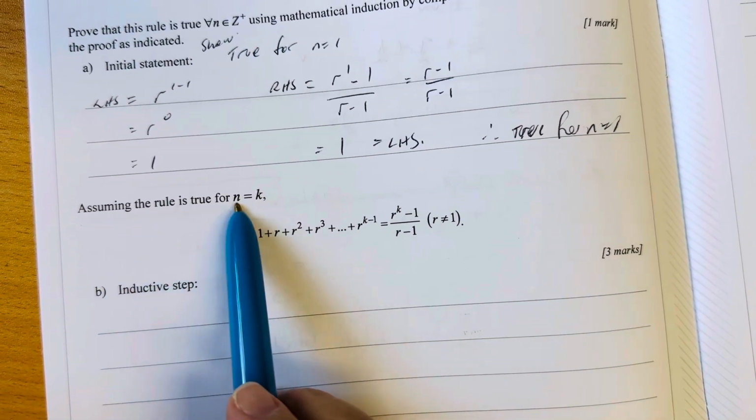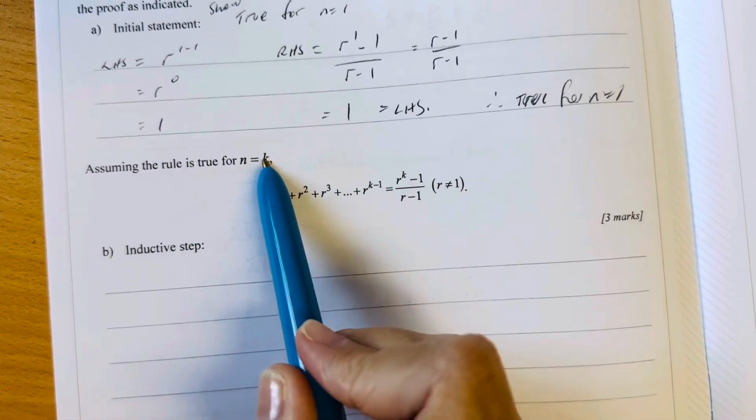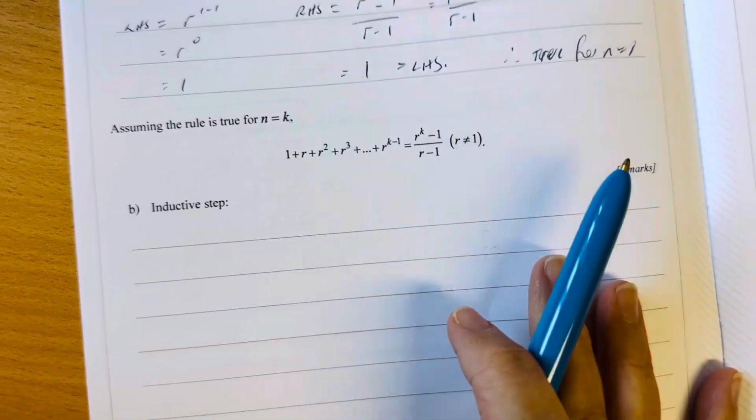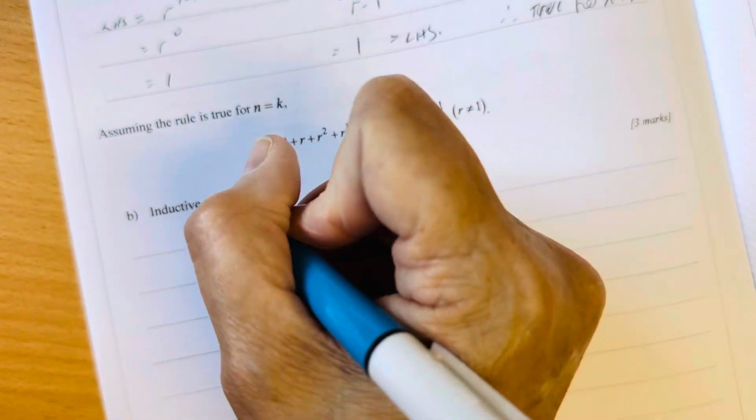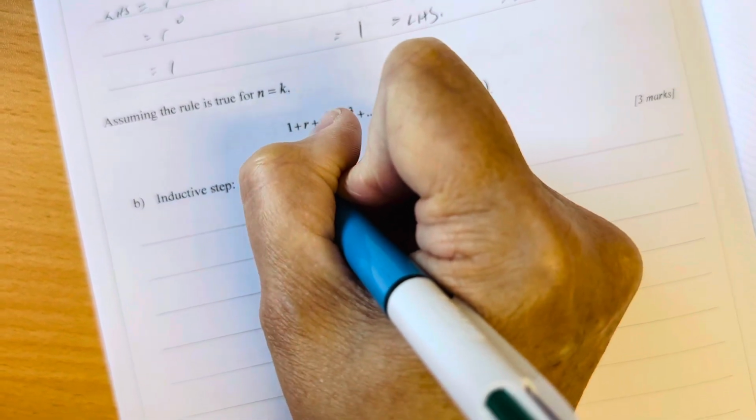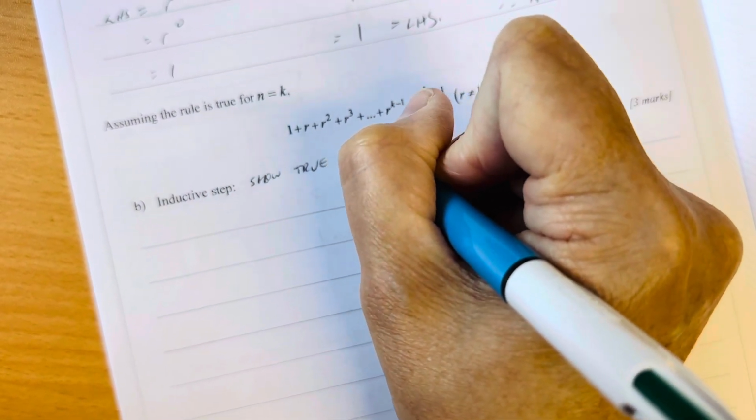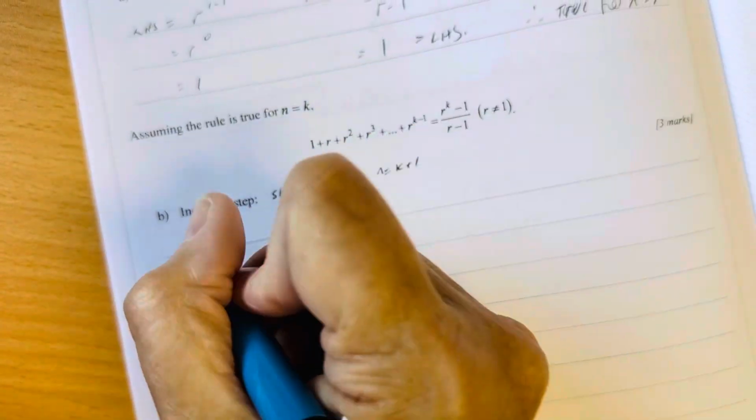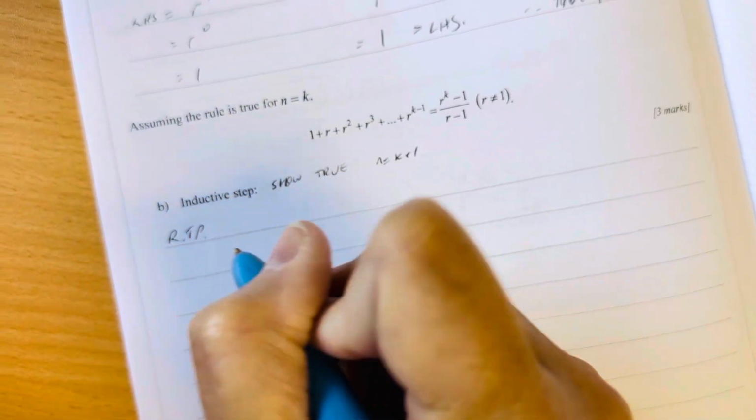Now, they've given us assuming the rule is true for n equals k. So they've done our second step and given us the second step. And then we've got to do the inductive step. So the inductive step is we've got to show it's true for n equals k plus 1. That's our inductive step. So we're going to start by writing our required to prove.